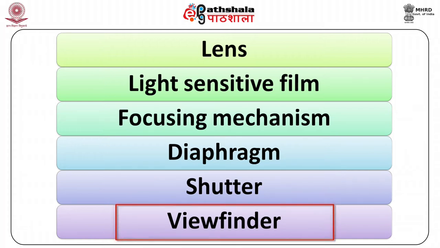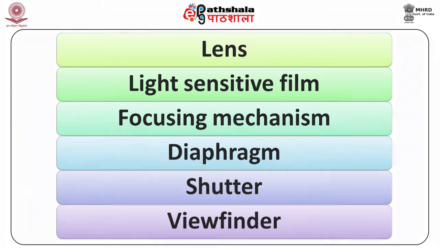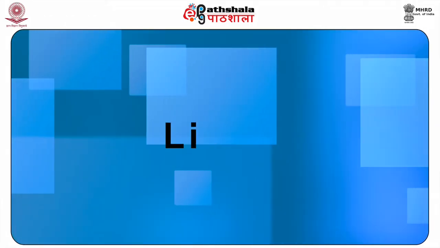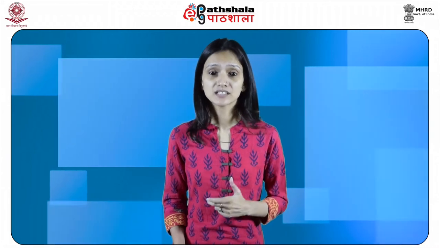Next is the viewfinder. It is a device to see the area being photographed. This is how we can know the area being covered by the lens. Now we will discuss the light and the properties of light. Light is a form of energy which helps us to see the objects in the material world around us.